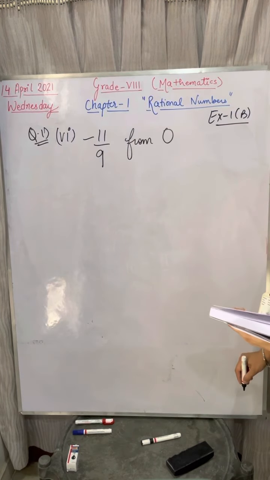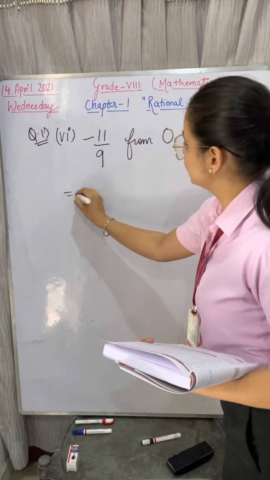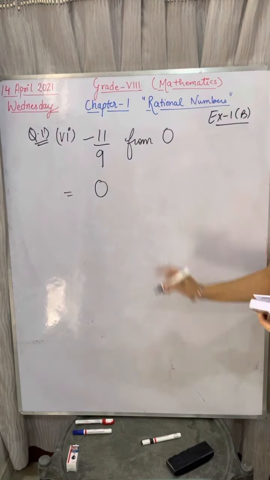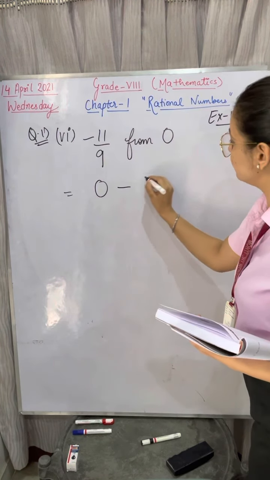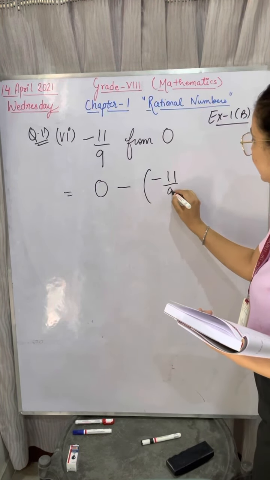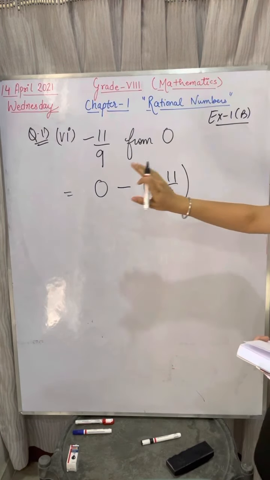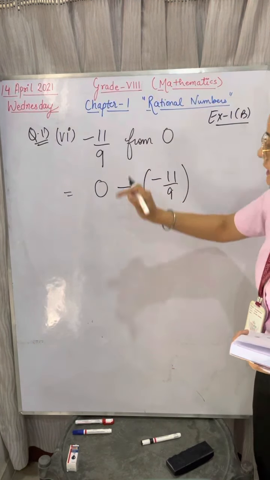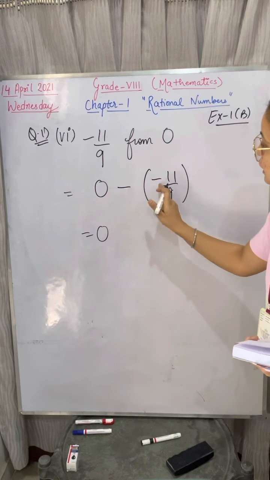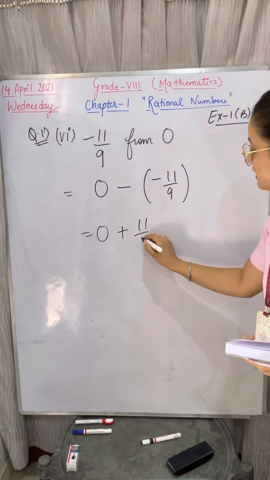Pragya, stop writing. Right here, 0 here. Okay? From means this you have to subtract. Minus 11 upon 9. Okay? Minus is for the subtraction. This minus is for this term. 0 minus minus will become plus 11 upon 9.